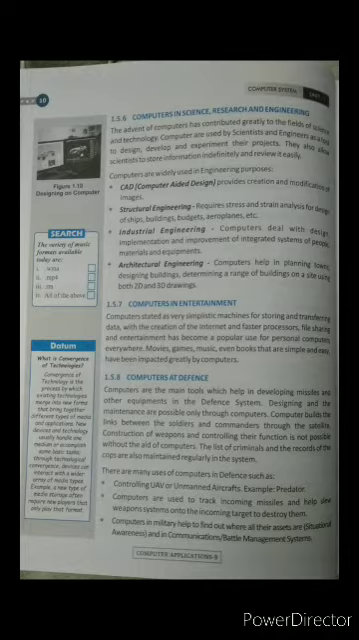Next point is computers in entertainment. Needless to say what the use of computers in entertainment is. You people know how computers are being used in entertainment. It is written there, computers started as very simplistic machines for storing and transferring data. With the creation of the internet and faster processors, file sharing and entertainment have become a popular use of personal computers everywhere. The very first use written there is gaming.